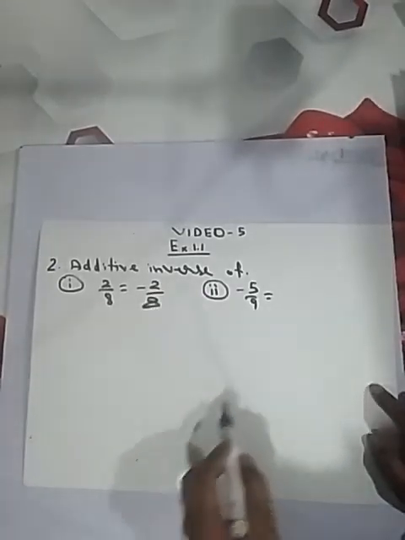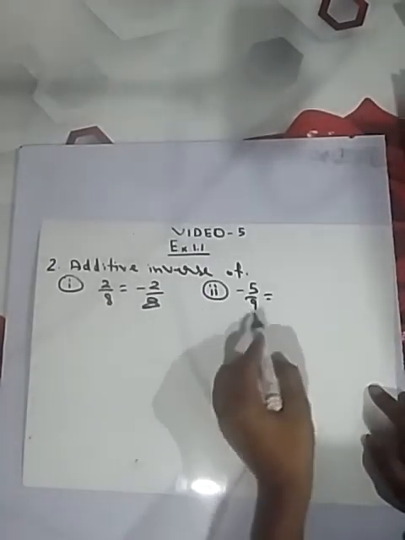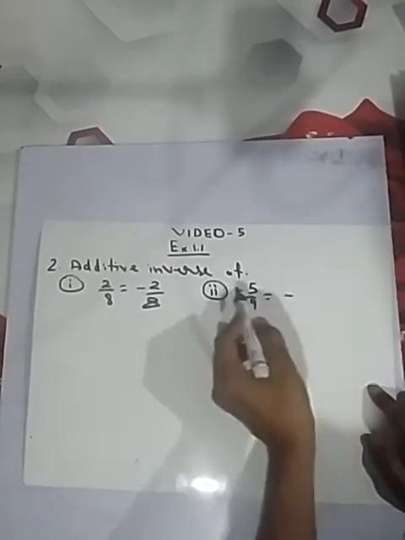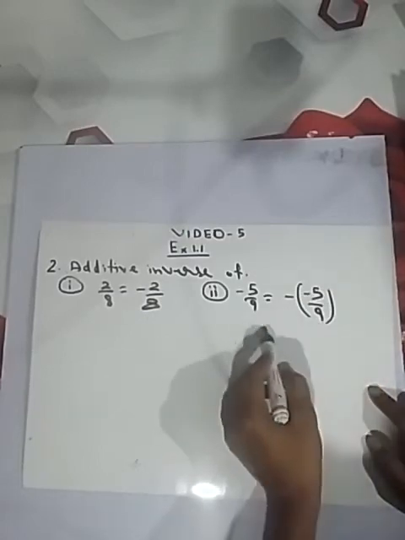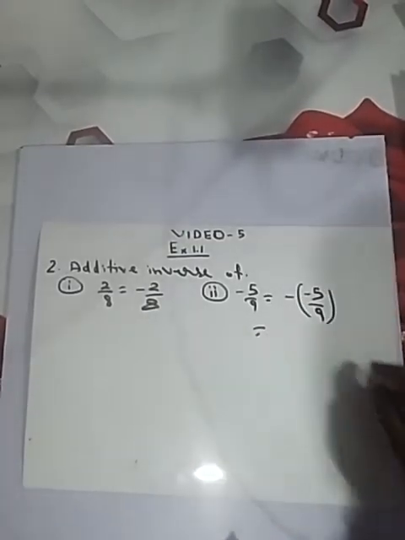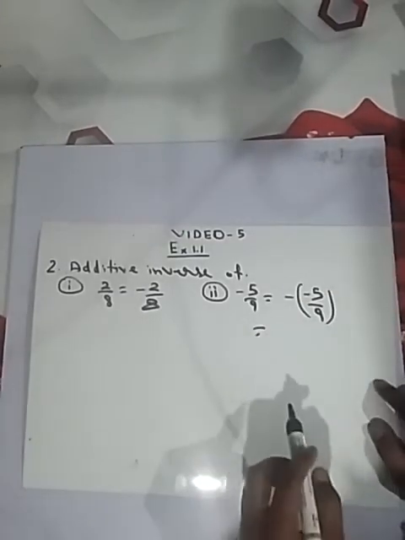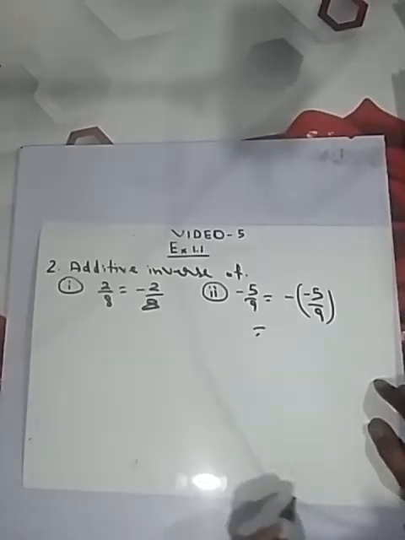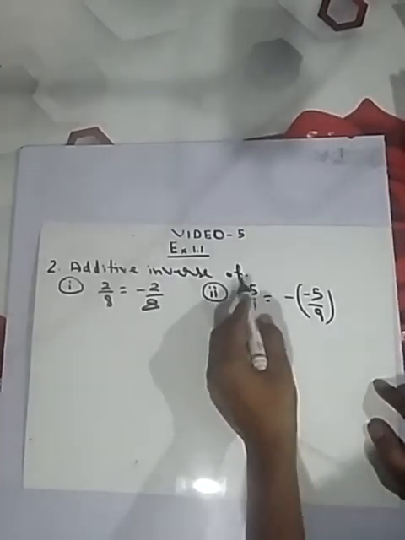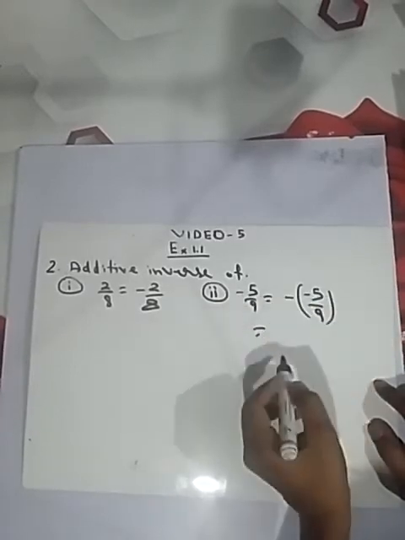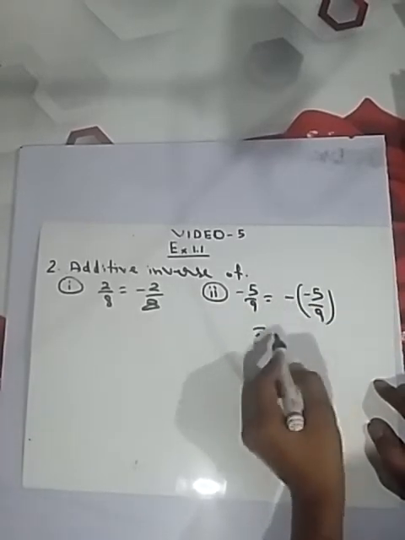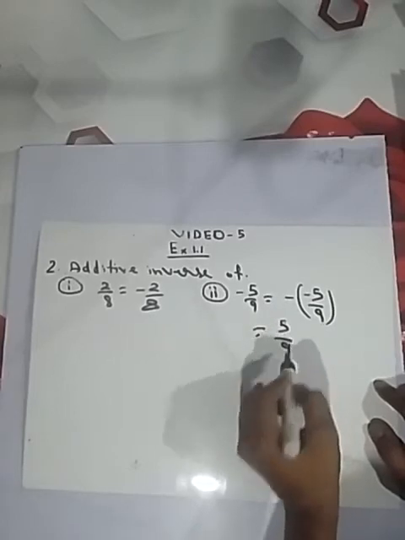2 by 8. And the additive inverse of this will be minus of this thing. I'm not writing the answer directly, but the additive inverse of something means we have to put minus in front of that number. The additive inverse of this number will be minus and then this number. So it will be minus minus plus. So it will be 5 by 9.